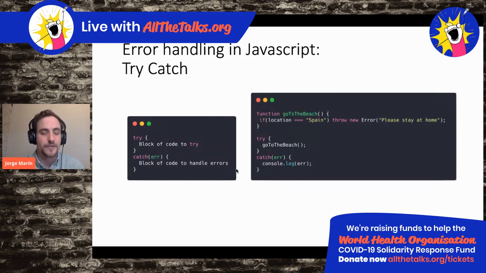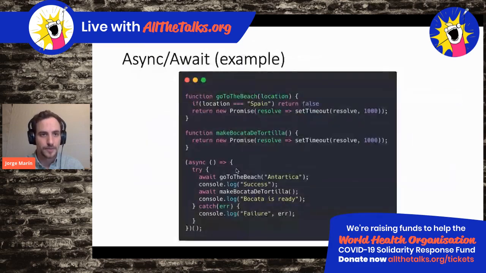So if there's any error, we console log the error. Now, how does this work if we want to do several actions, like for example, make bocata de tortilla? So we have await go to the beach. After that's executed, we print success, then await make bocata de tortilla. After that's done, then we print bocata de tortilla is ready. And if there's any error, we have this try catch that's going to print the failure. Now, we have all this sequence of events that we execute one after the other.